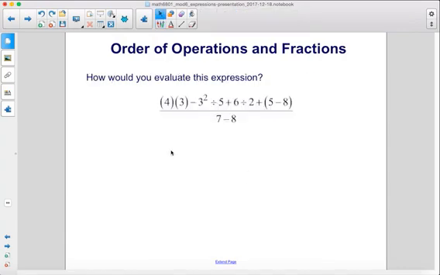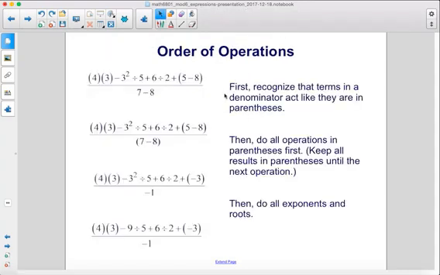How would you evaluate this expression? We'll solve it on the next slide. First, recognize that terms in the denominator act like they're in parentheses. Then, do all of the operations in parentheses first. Keep all results in parentheses until the next operation. Then, we do all the exponents and roots.